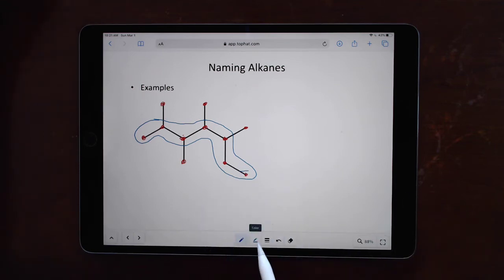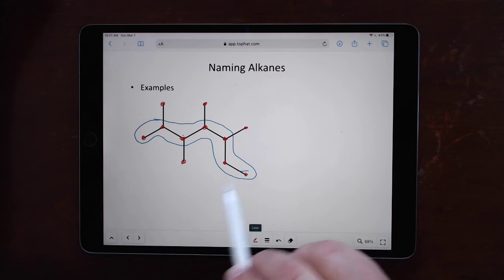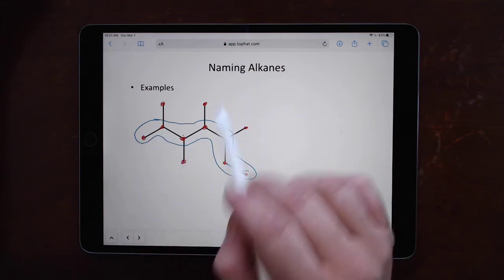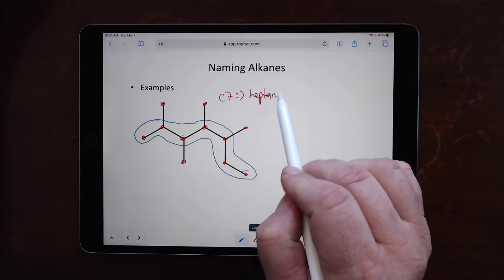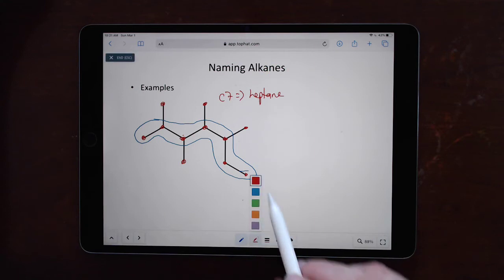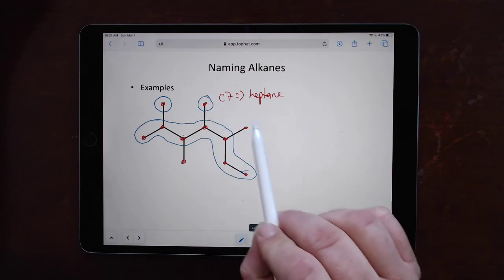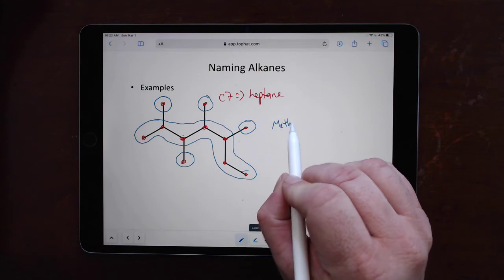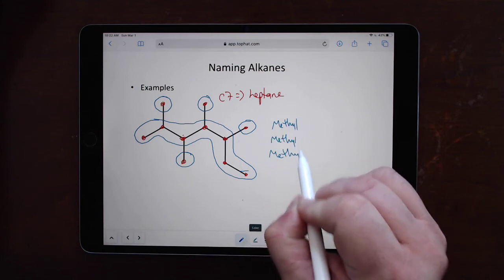So for the main chain, it's going to be 1, 2, 3, 4, 5, 6, 7. I'm going to do that just out of convenience, mostly horizontal, but it wouldn't really matter in this case. So C7, that would be heptane. Now the side chains: we have 4 1-carbon side chains. So it'd be methyl, methyl, and so on. You just list them out individually.